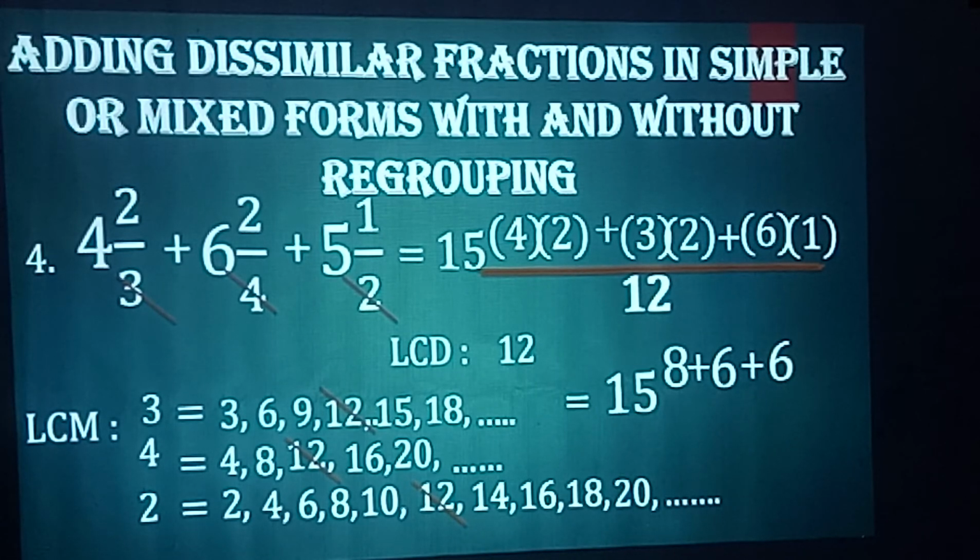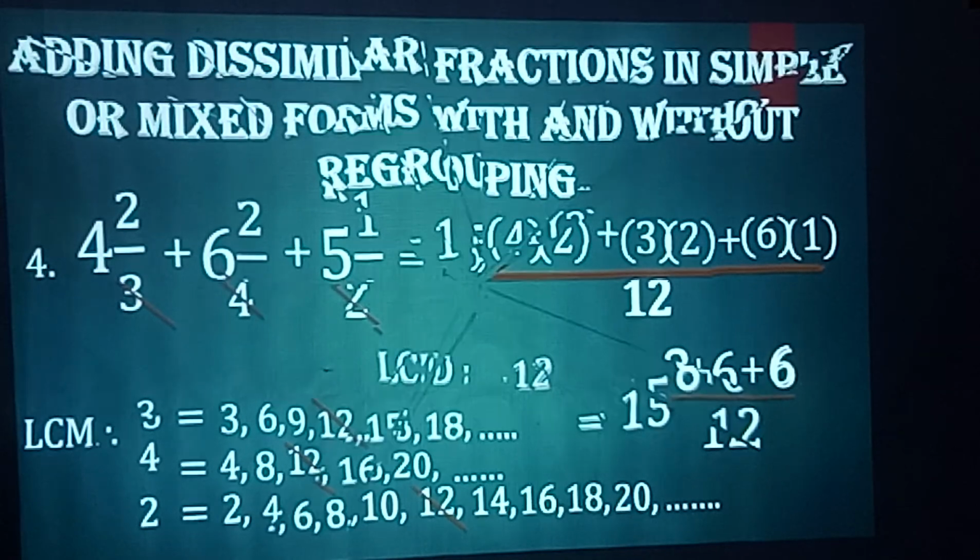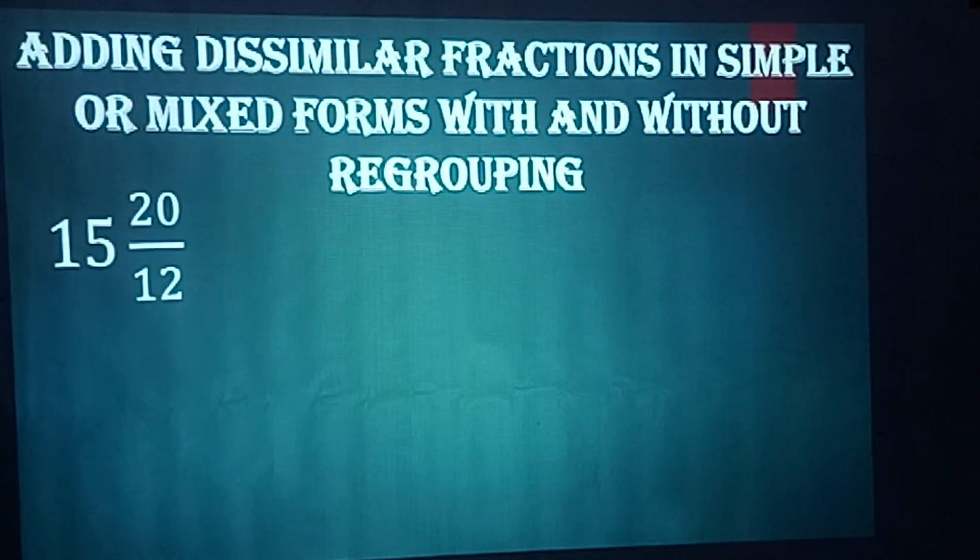The 15 over and 8 plus 6 plus 6 over 12. So again, 4 times 2 is 8, plus 3 times 2 is 6, plus 6 times 1 is 6. Copy the whole number, 15 over 12, and that is equal to 15 and 20 over 12.